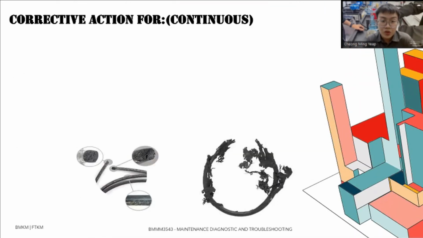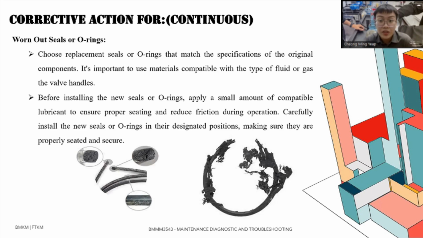Besides that, worn seals or O-rings are the most common issue that will occur over time in the shut-off valve. When choosing the replacement seals or O-rings, we must choose ones that match the specifications of the original components. It is important to use materials compatible with the type of fluid or gas the valve handles. Before installing the new seals or O-rings, we must also apply a small amount of compatible lubricant to ensure proper seating and reduce friction during operation. Carefully install the new seals or O-rings in their designated positions, making sure they are properly seated and secure.